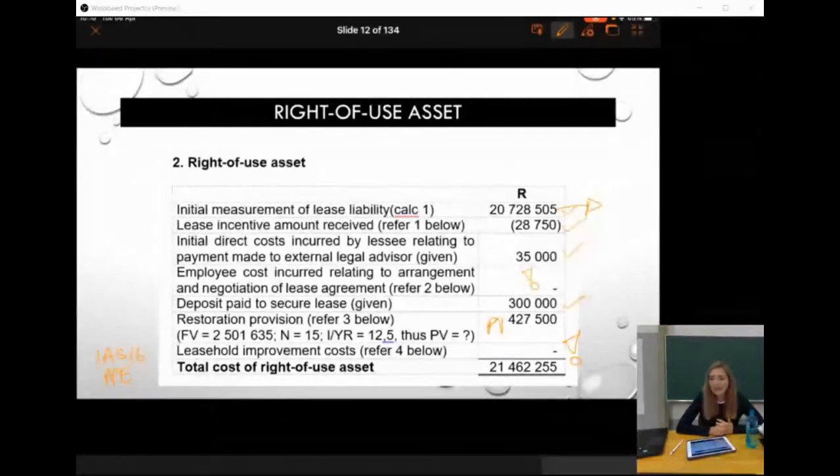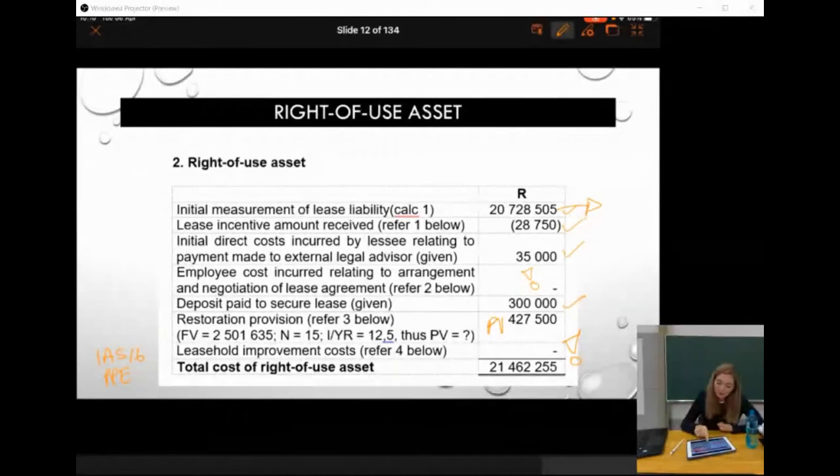Okay, Ms. Malloy says, I read in the standard, oh, it makes my heart so warm to hear that you are reading your standards, where it says lease incentives receivable are deducted directly from the initial measurement of the lease liability. Why is that the case?